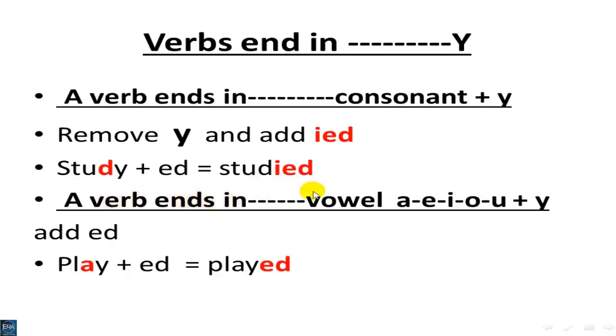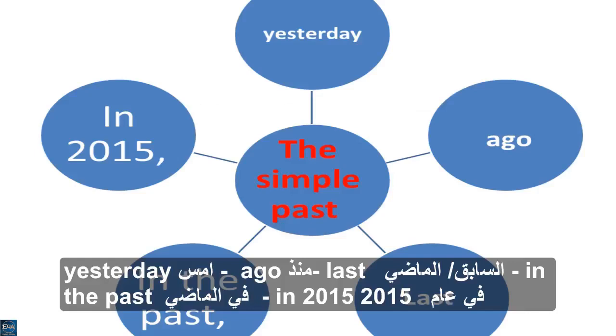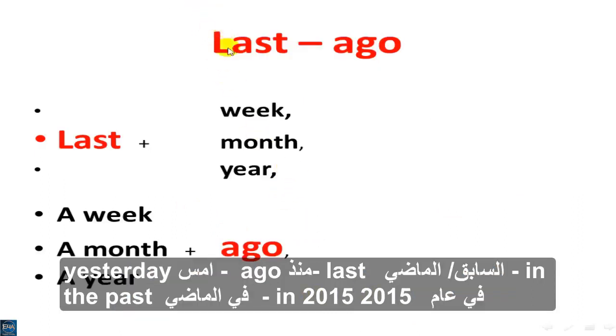If the verb ends in a vowel, A, E, I, O, U, plus Y, add E-D. Play, played. So you put E-D. Vowel here, we have A before Y. Play, played. The keywords of the simple past: yesterday, ago, last, in the past, in 2015, in 2000, anything in the past. Last week, last month, last year. Ago: a week ago, a month ago, a year ago.